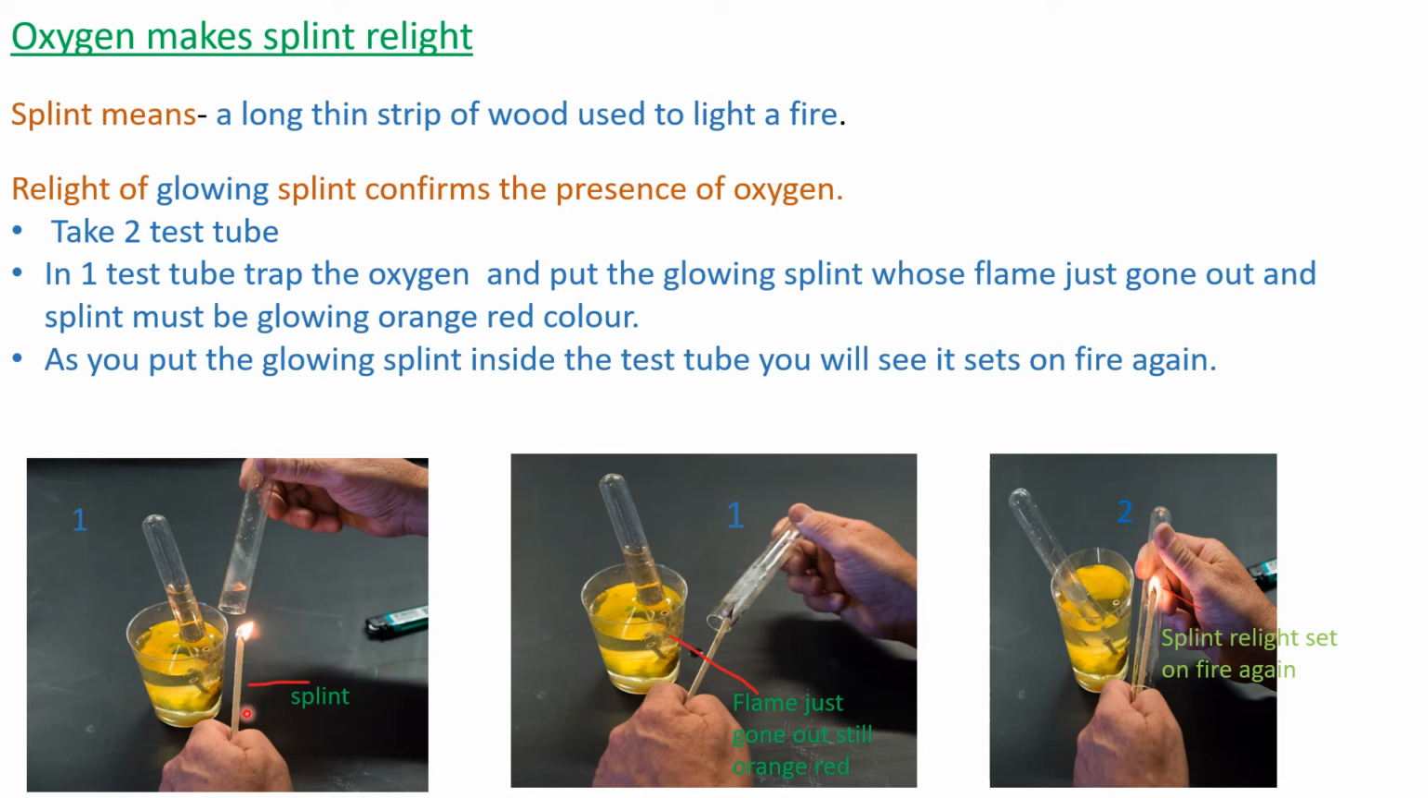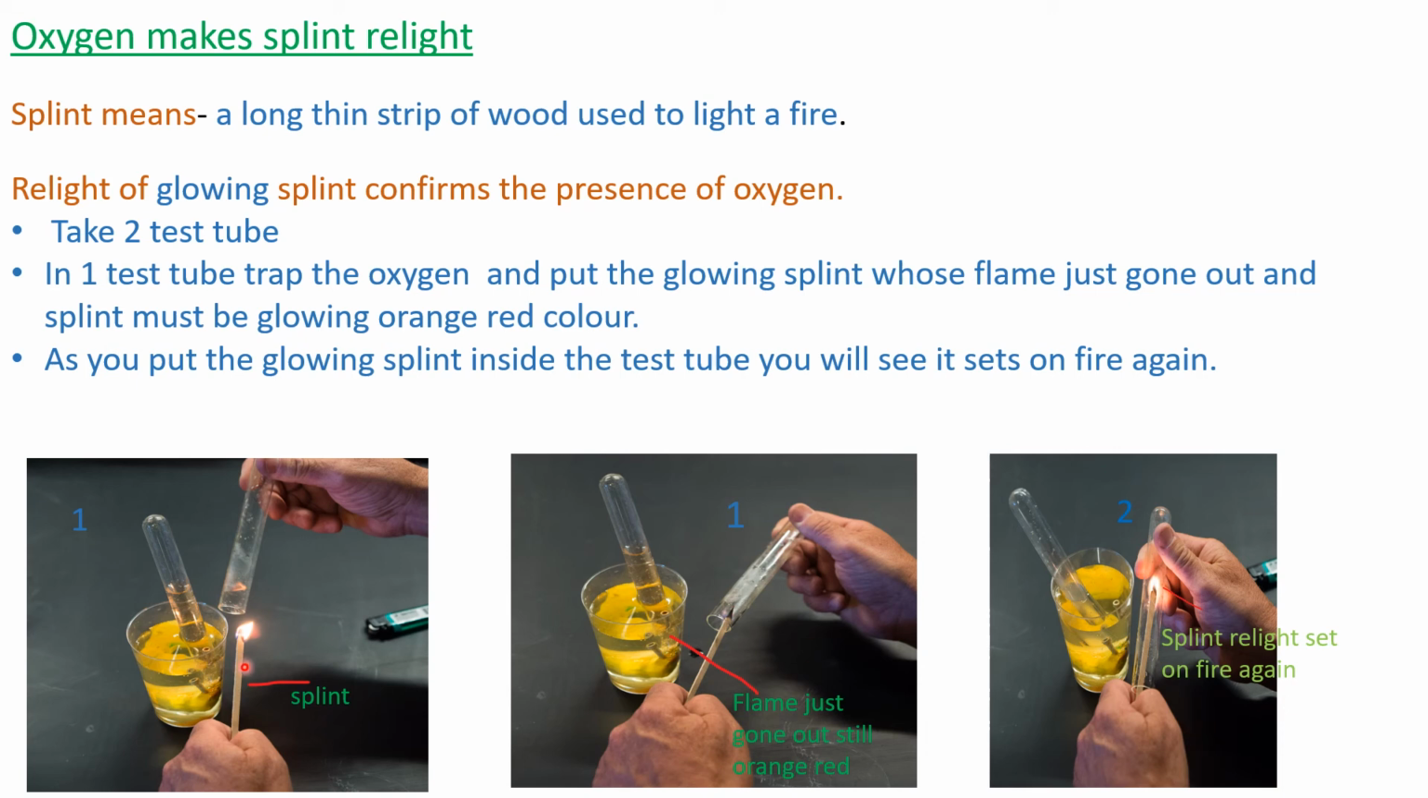When you trap this oxygen and put in this glowing splint, whose flame has just gone out, it's not like a lit strip that you put inside. The flame has just gone out, like this. Still there is a little orange red color when you blow it out. As you put this glowing splint inside the test tube, what you will see is that it sets on fire again.